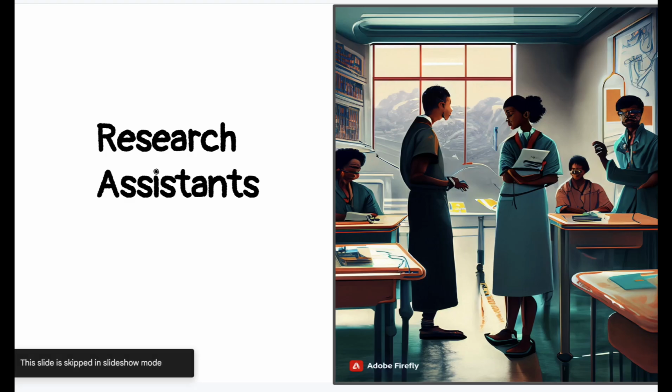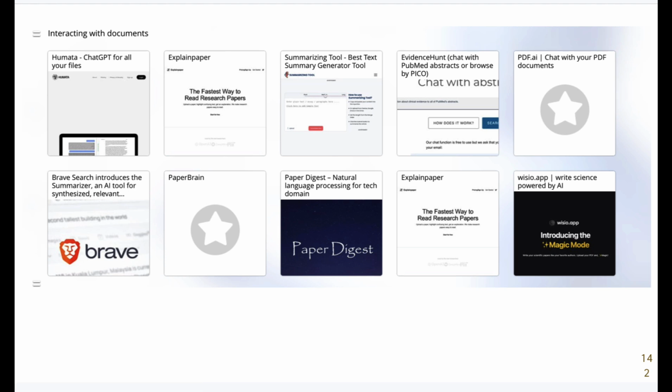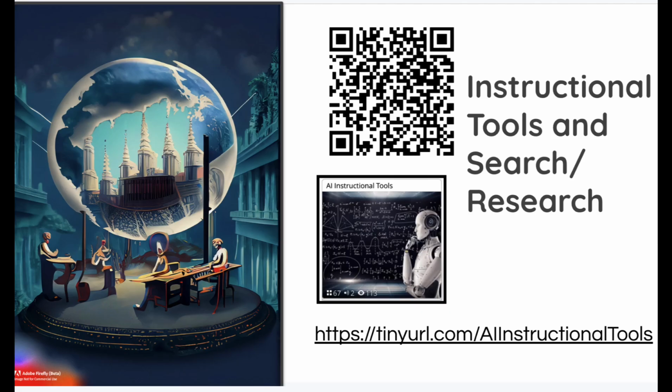As I mentioned before, this stuff has great value in research. You also have helpful research assistance. I have a little Pearltrees on that. These will explain papers, summarizing tools, allow you to interact with PDFs, and Brave. I like Brave as a summarizer, and also a tool that finds research and gives you citations.